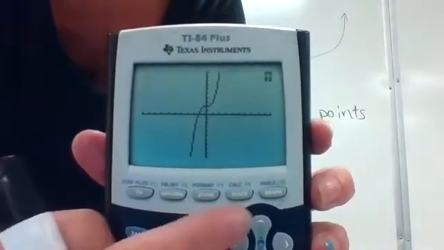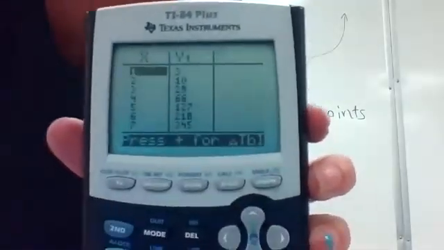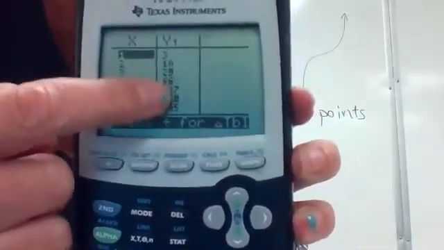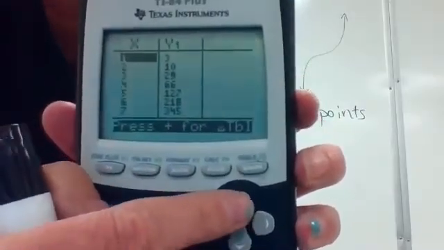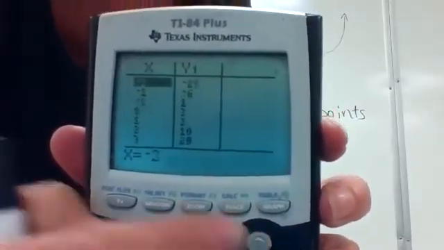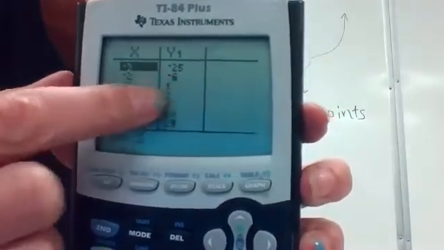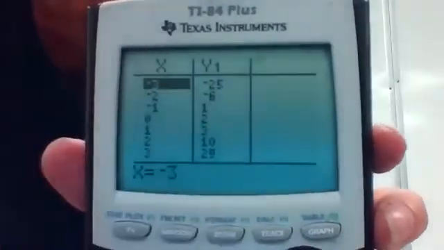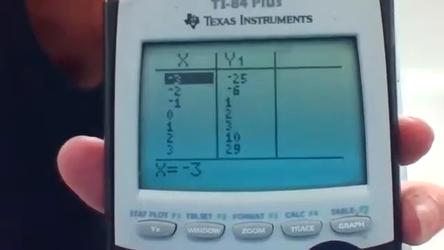So let's go to 2nd. Let's get some points. Now, look at these numbers. MATLAB's not going to let you plot those. So when you have to choose 4 of them, you're going to choose these 4 right in here, right? Those are going to give you the points that are closest.